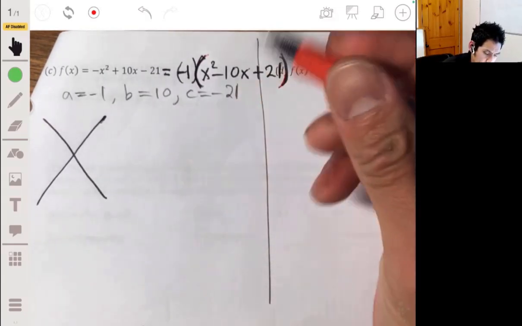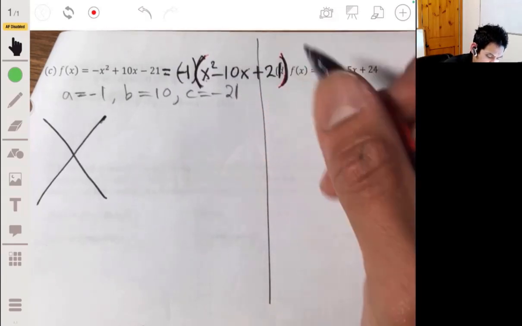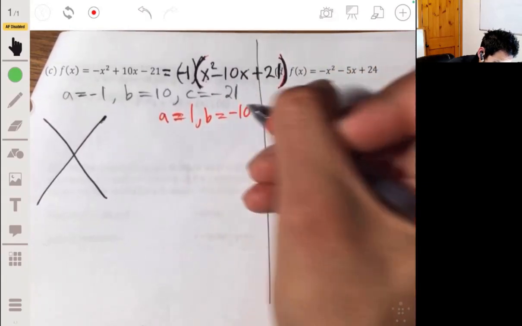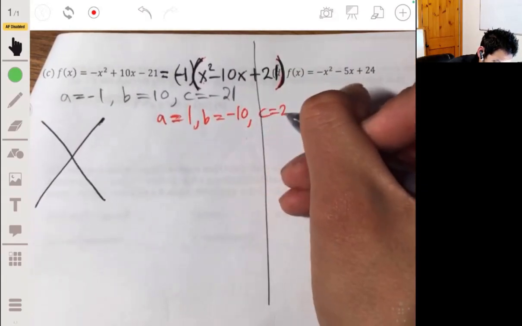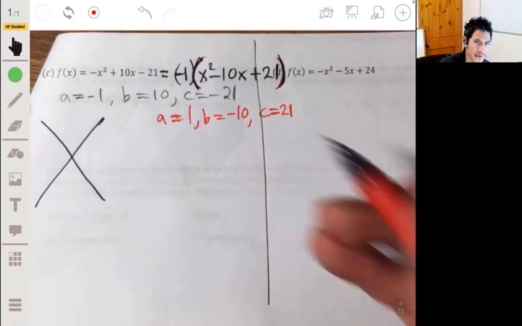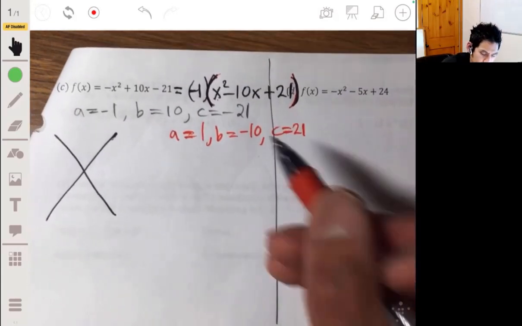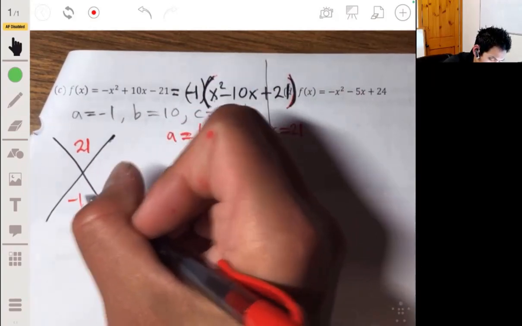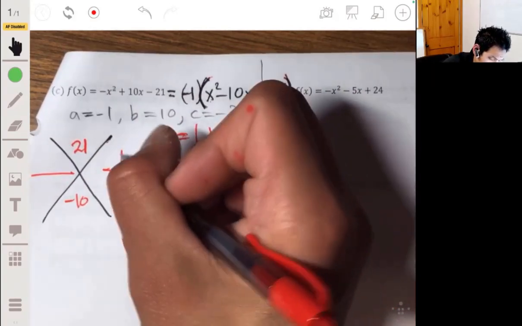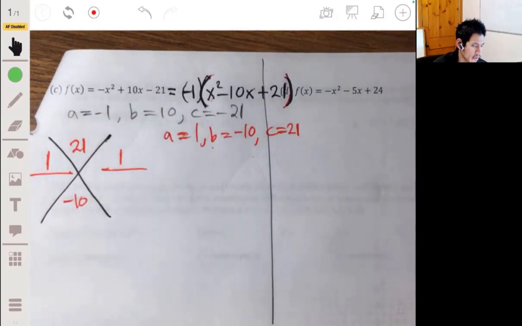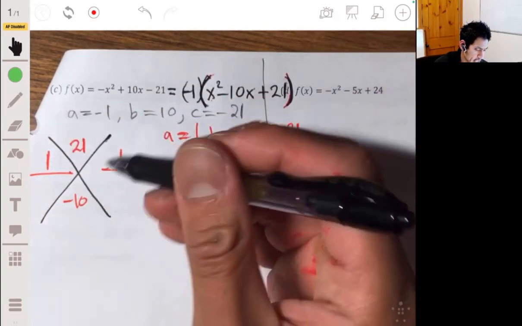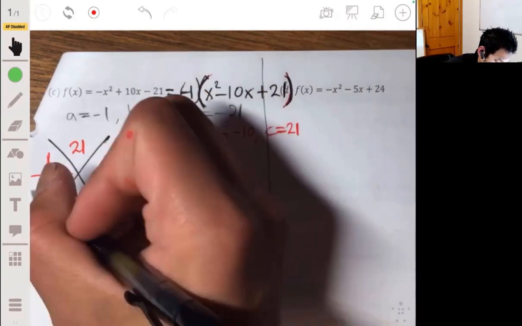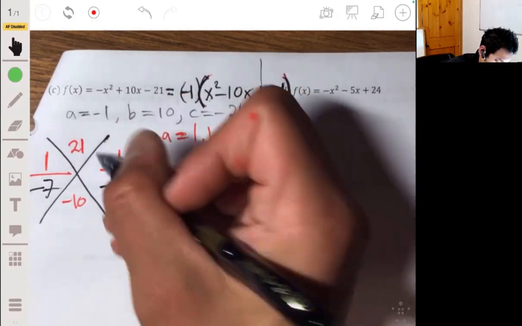Meaning that my A here will be 1, my B here will be negative 10. Let me write this over. A here will be 1, B will now be negative 10, and C will be 21. This will be the new numbers I'm going to use for those letters. And so AC will be 21, B will be negative 10, A over something, two numbers that multiply to 21 and add to negative 10. It'll be negative 7 and negative 3.